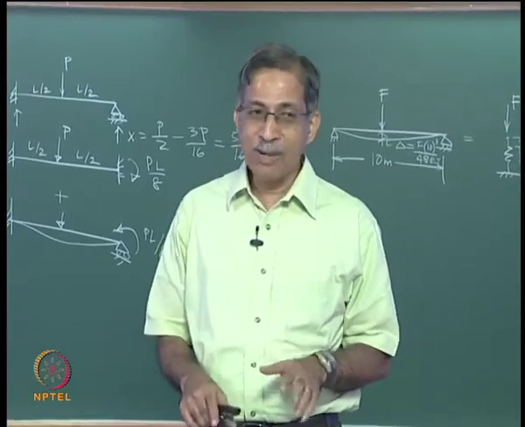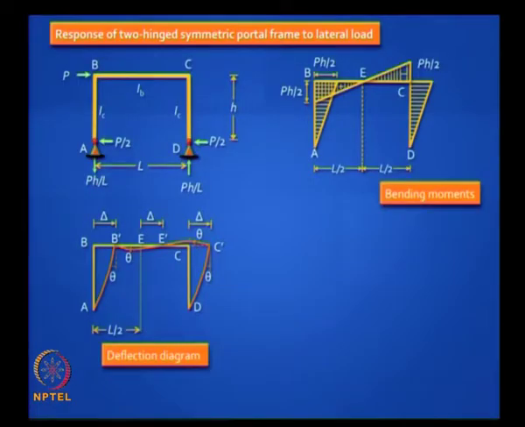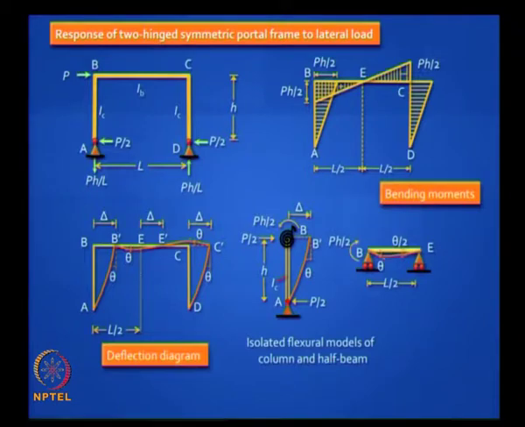Let us say you isolate one of those columns, how will it look like? It is not a cantilever, at the bottom you have a hinge. So can you make it look like this? So you see this picture, I have taken out the column, on top I put a spring, a rotational spring.